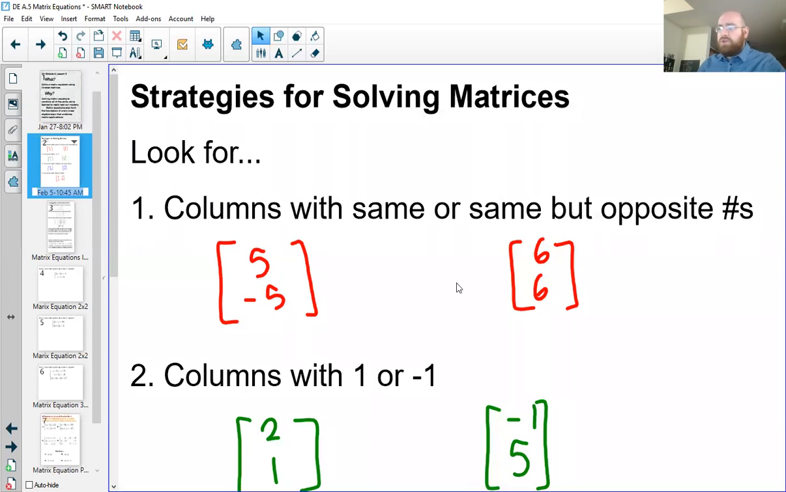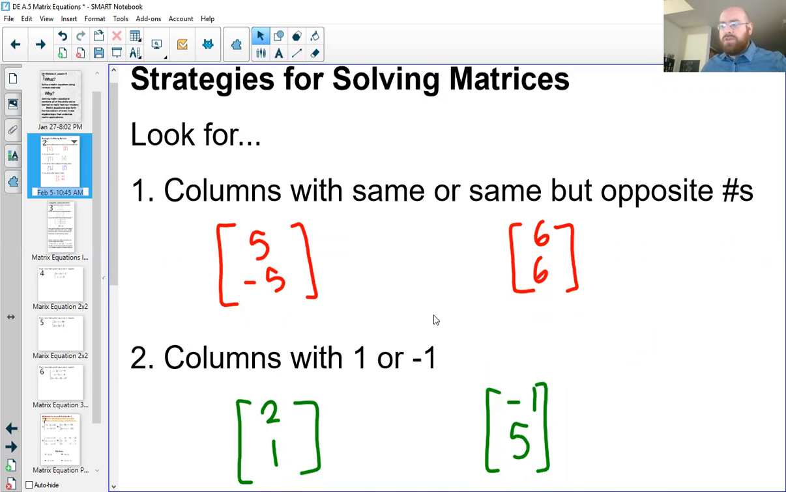To get us started, I want to refresh ourselves with some strategies for solving matrices. And when I say solving, I also mean if we are inverting a matrix or reducing it to reduced row echelon form, RREF, these are things to look for. So first, you want to look for columns that have the same or same but opposite numbers, like 5 and -5 or 6 and 6. These will quickly allow us to cancel one of these numbers, either by adding or subtracting our 2 rows.